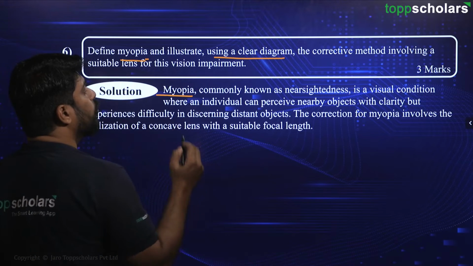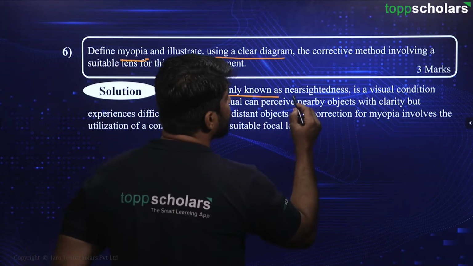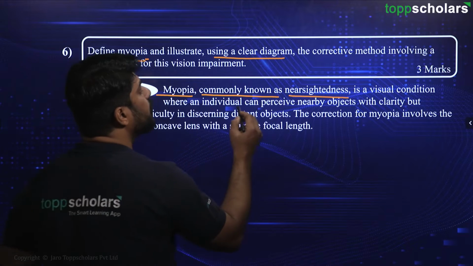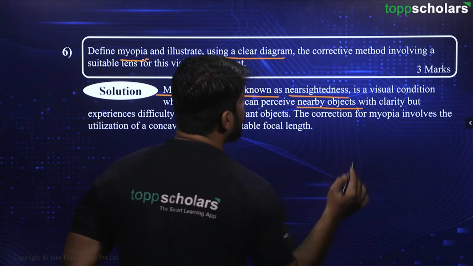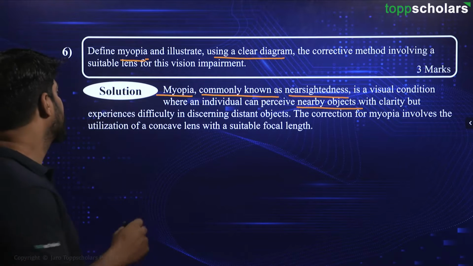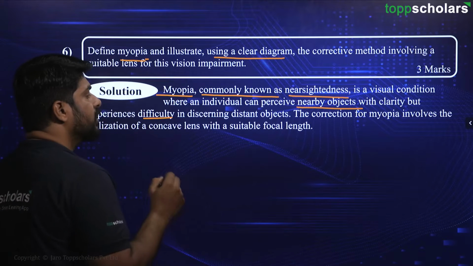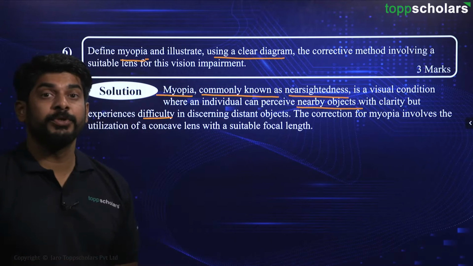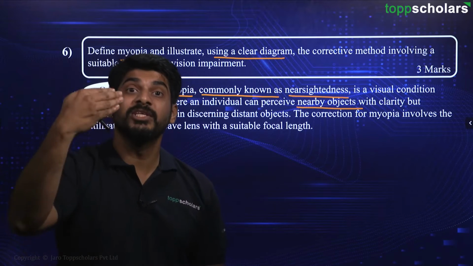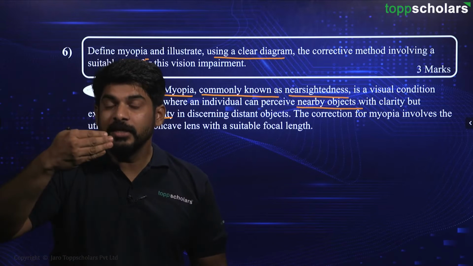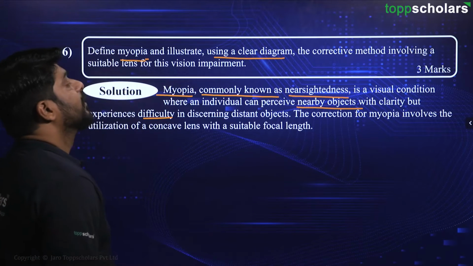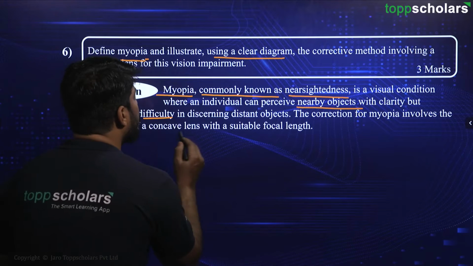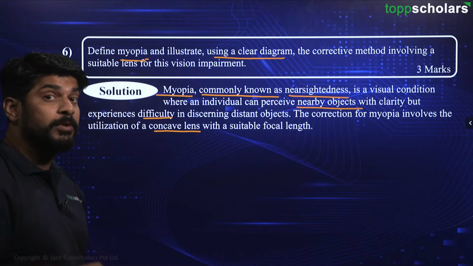So basically, myopia is commonly known as nearsightedness, and it is a visual condition where an individual can perceive nearby objects with clarity, but experiences difficulty in discerning distant objects. That means here in case of myopia, the person cannot see distant objects, he can only see the nearby objects. Okay. The correction for myopia involves the utilization of a concave lens with a suitable focal length.